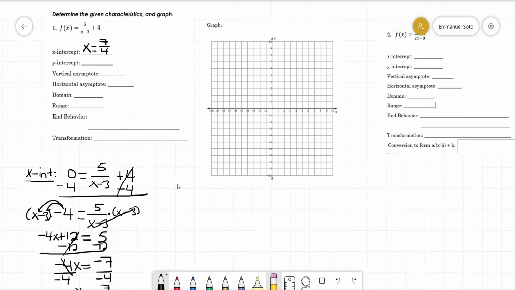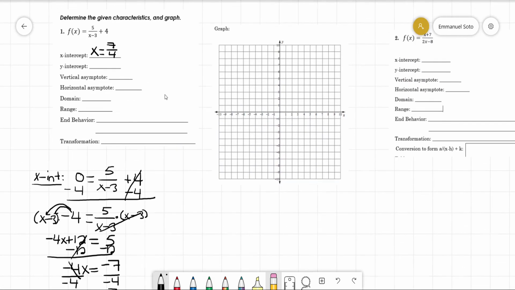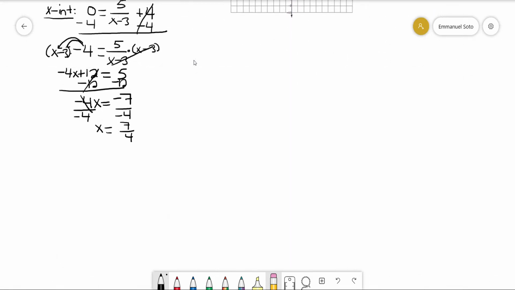Next, you want to find the y-intercept. So we want to set our x to 0 in the original. So we have here y equals 5 over 0 minus 3 plus 4. Now we just got to do the math here. So we got a fraction plus a whole number. Alright, so we have negative 5/3.